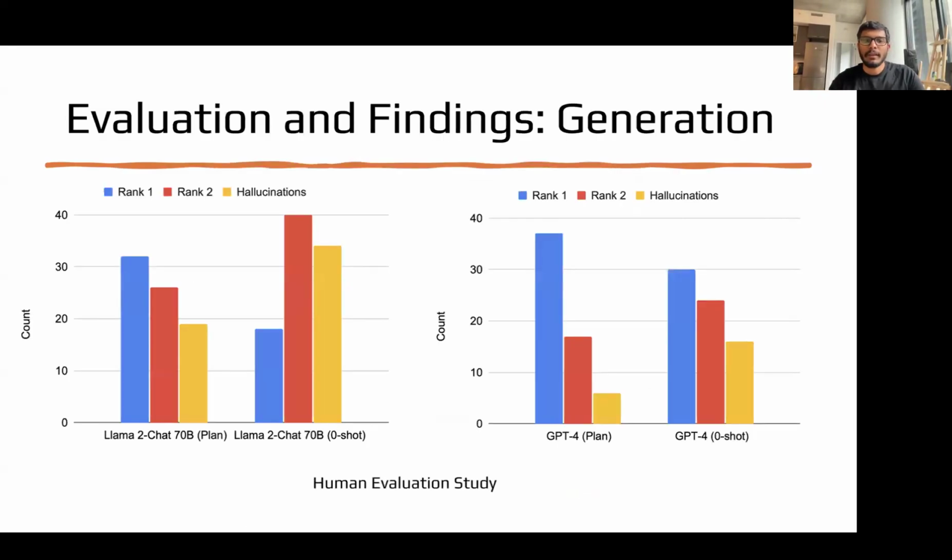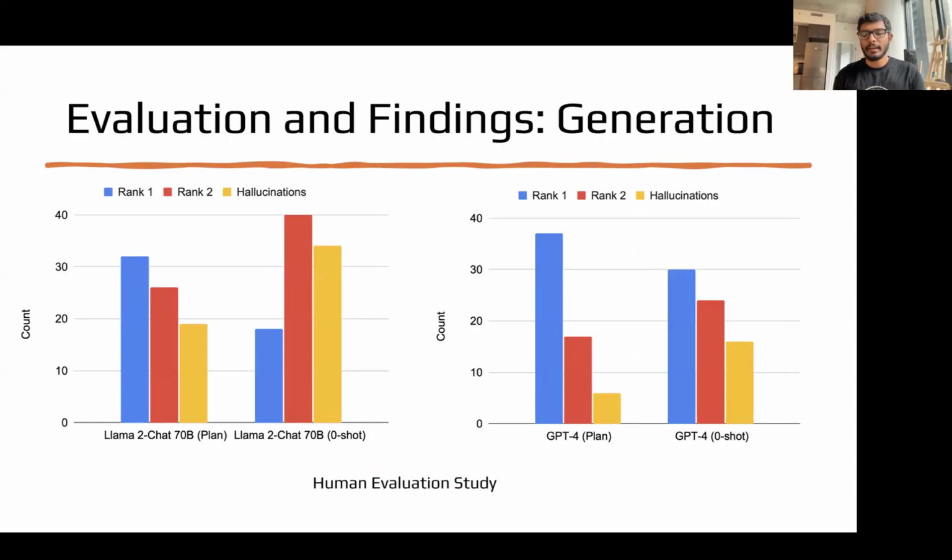Moving on to the human evaluation in our case. What we did was we showed these experts two reviews, one generated by a zero-shot model and one generated by its plan-based counterpart. And we do this for Llama 2 and GPT-4. And then we ask them two questions.